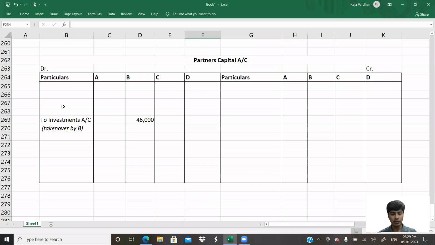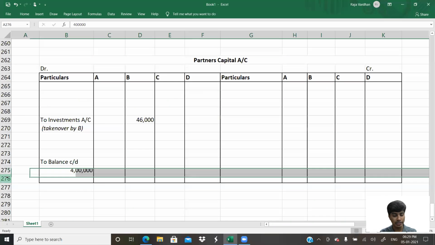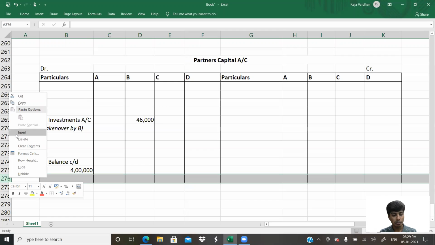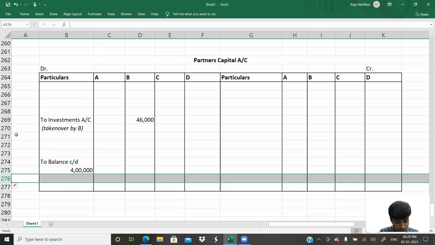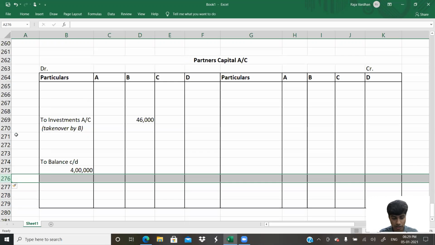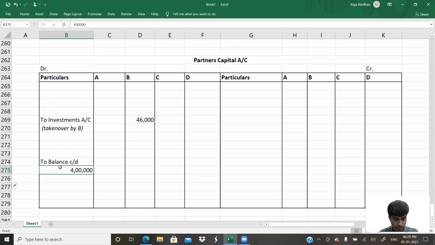So in the partner's capital account, which will start with the credit balance being capital, the closing balance will come on the debit. So here I would write to balance carried down. This should be 4 lakh rupees. And this 4 lakh has to be shared by all the partners in what ratio? In the ratio of their capitals. Okay, 4 lakh. How much will be A? A will have 4 lakh multiplied by, what is this ratio?